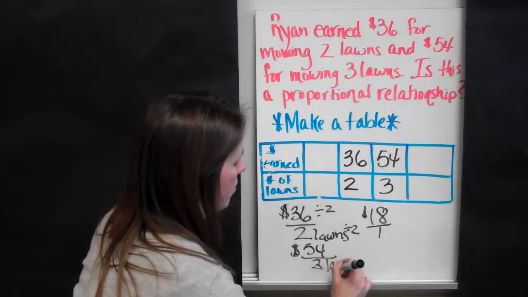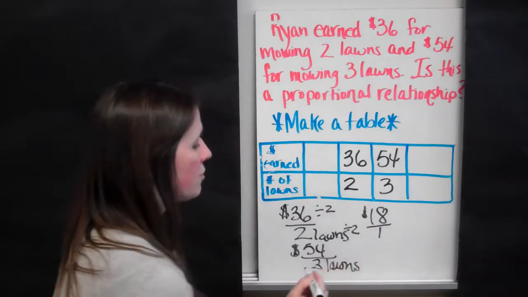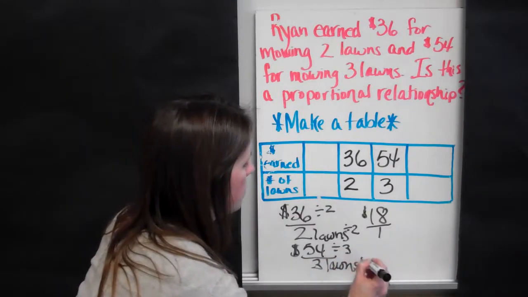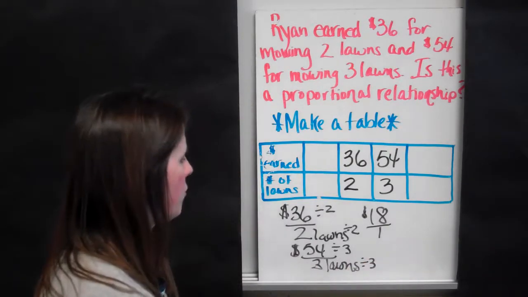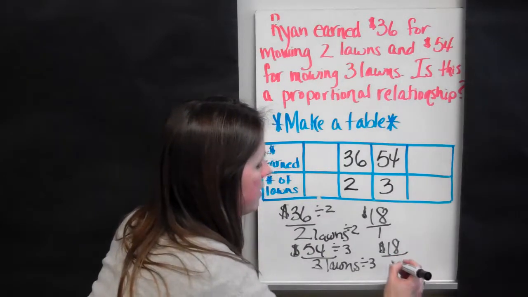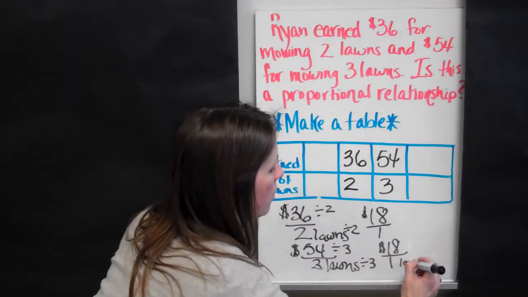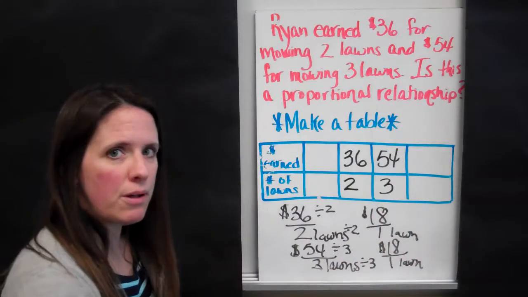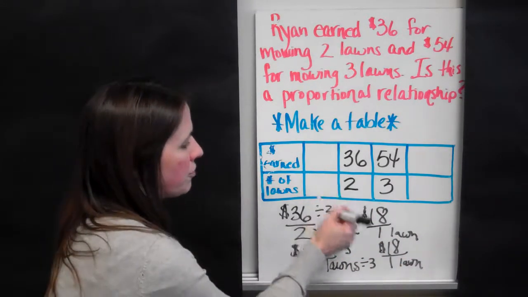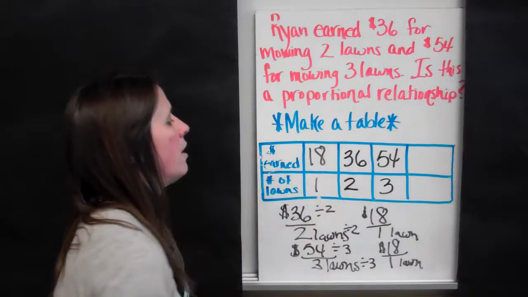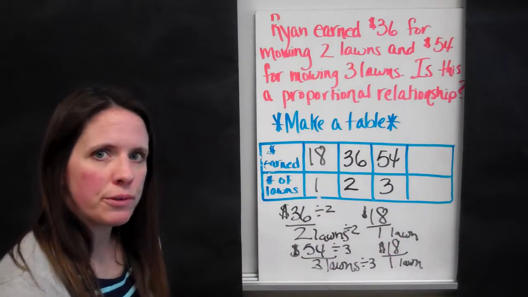3 lawns for $54. To find the unit rate, or per 1, as we talked about, we're going to divide by 3. And 54 divided by 3 is also 18, and that's $18 per 1 lawn. So our unit rates are equal, they match. And we can actually fill that into the table too. 1 lawn is $18. Therefore, this would be a proportional relationship.